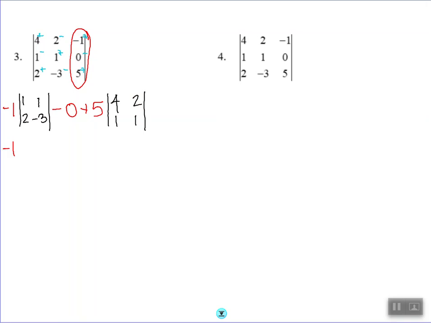I have negative 1 times the determinant here. So 1 times negative 3 minus 1 times 2. Minus 0 plus 5 times the determinant here. 4 times 1 minus 2 times 1.